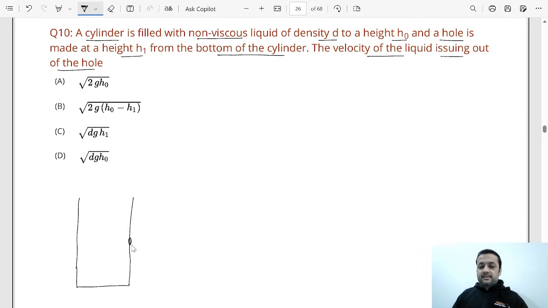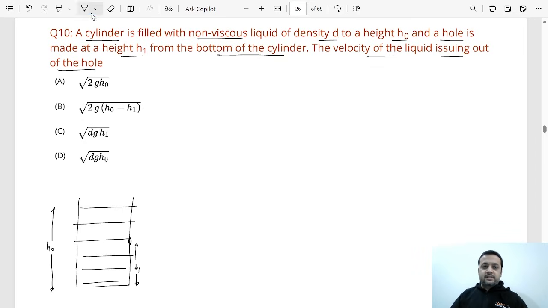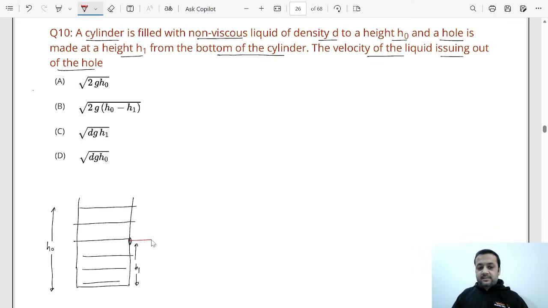So if you remember, let us say there's a hole which has been created at a height h1 from the bottom. And let us say the liquid was filled till this height, so this height was h is equal to h0. Torricelli's equation tells you the direct value of velocity of efflux. So the liquid will come out with the velocity of efflux, which will be root 2 gh. And what is the value of h? Remember, it is the depth of the hole from the top free surface. So if this is the free surface, this value is called h. So in the given question, h is nothing but h0 minus h1. So your answer will be root of 2g(h0 minus h1). So option B is correct.